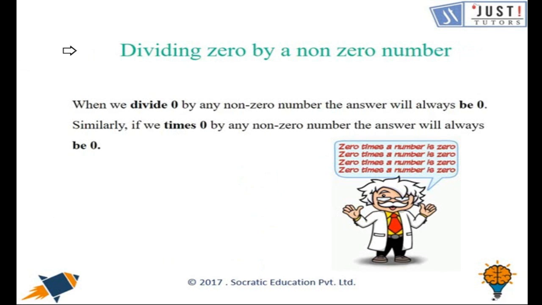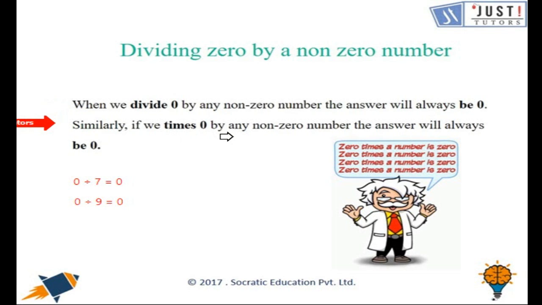Now we will move ahead towards the third topic, which is dividing 0 by a non-zero number. Whenever we divide 0 by any non-zero number, the answer will always be 0. Like in this case, 0 divided by 7 will be 0. Similarly, if we divide 0 by some other number, let's suppose we are dividing 0 by 9 here, the answer will be 0.